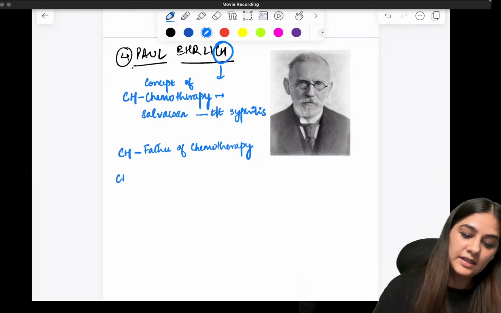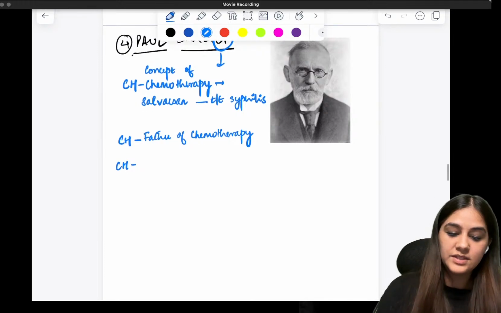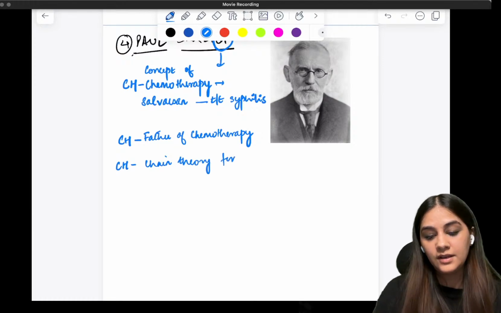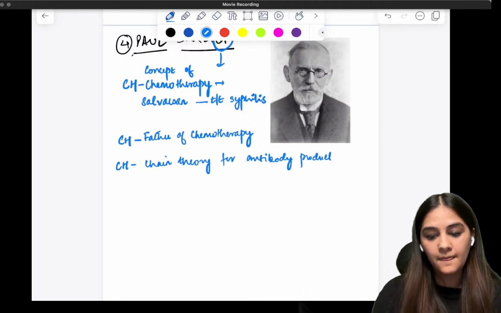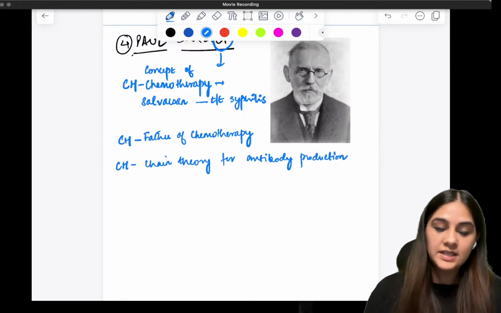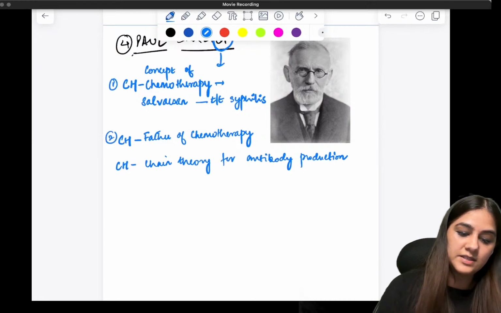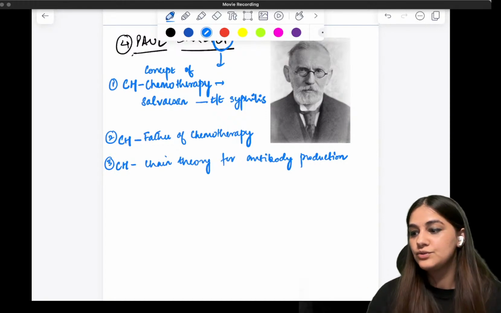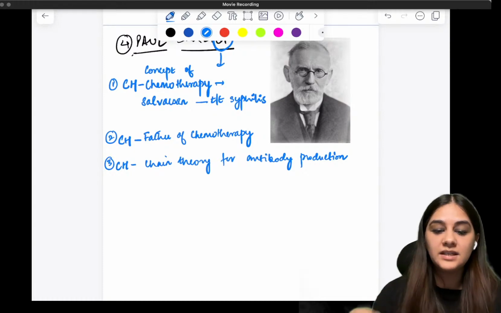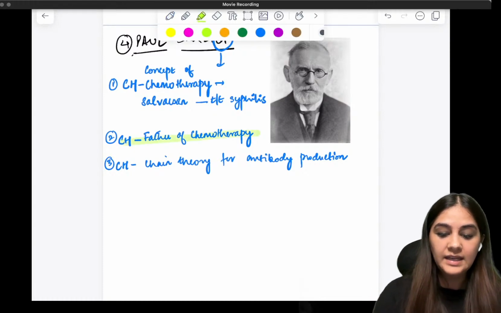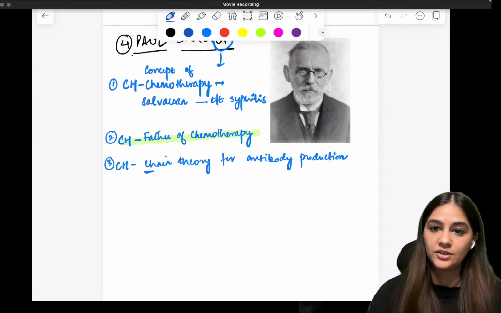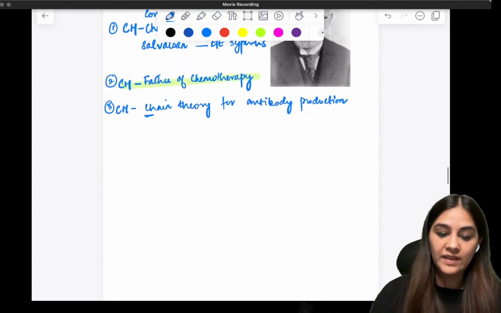There was another CH that he gave us. What was that? That was the chain theory for antibody production, right? So these are the three CH that he gave us. He gave us chemotherapy, which was Salvarsan, a drug used to treat syphilis. That is why he is known as the father of chemotherapy. And he gave us another concept with the CH, which is known as the chain theory for antibody production, right? So that is one thing from his name.